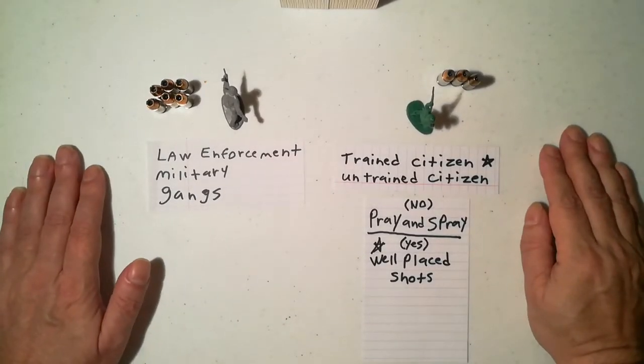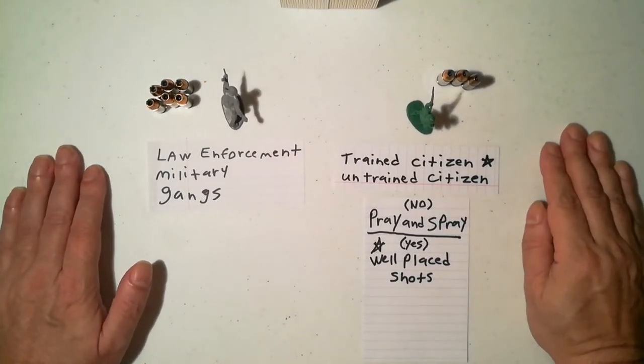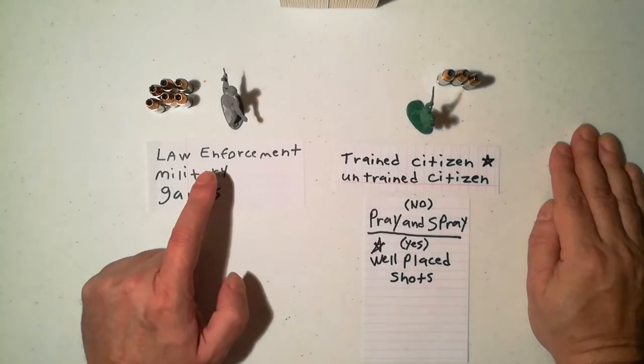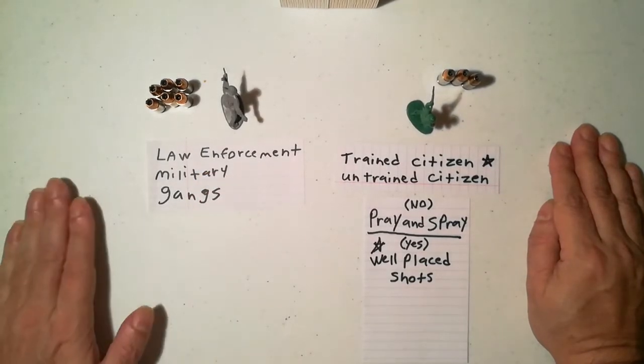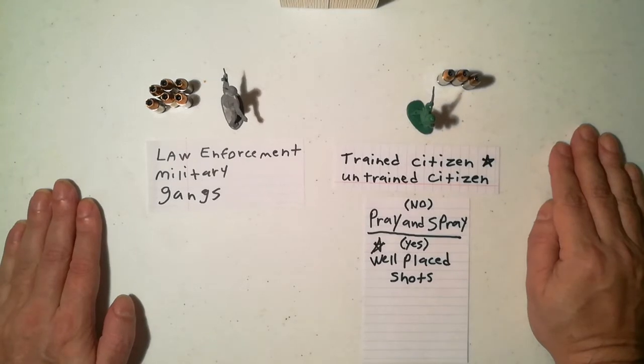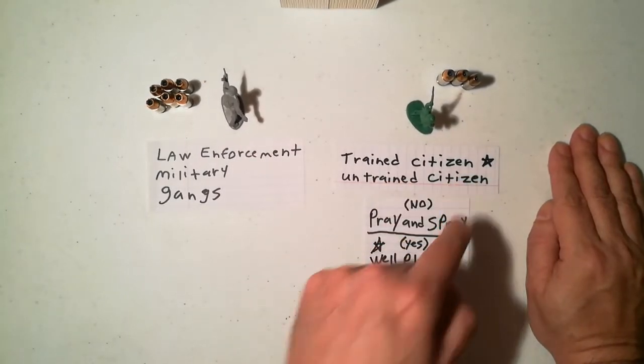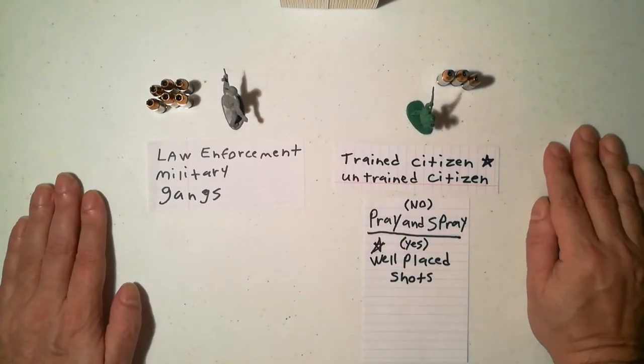Okay, guys, what we're going to talk about is databases. And when they do research, oftentimes when it comes to shots fired in a self defense situation, they mix in law enforcement, military, and gangs. And that should not be put in the database because it's totally different than a trained citizen or an untrained citizen. It's totally different, the amount of shots fired.